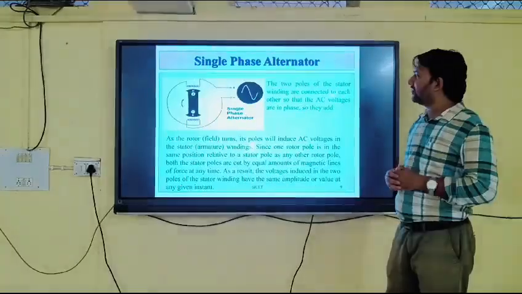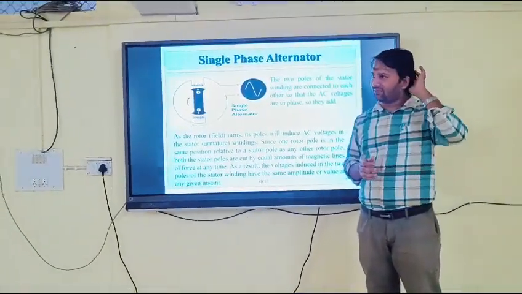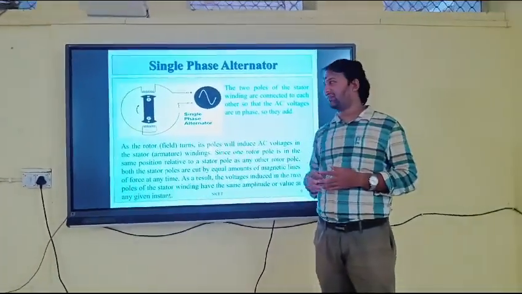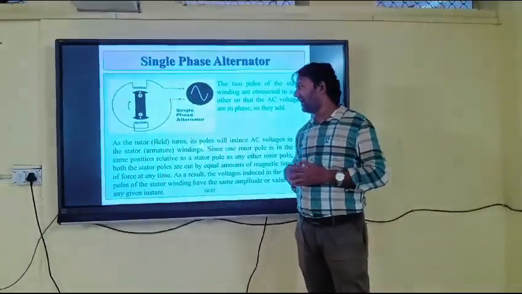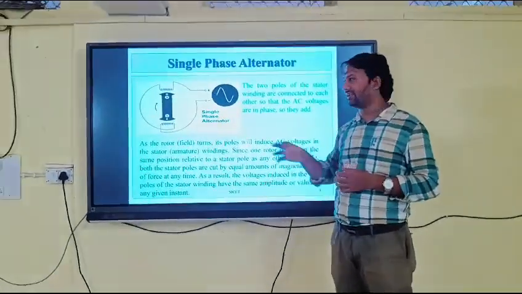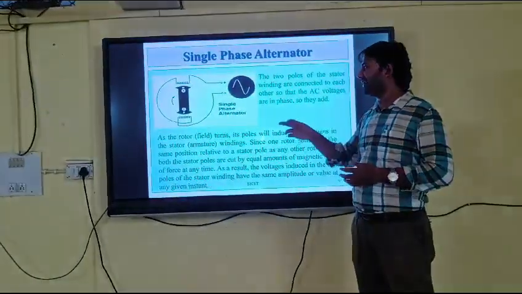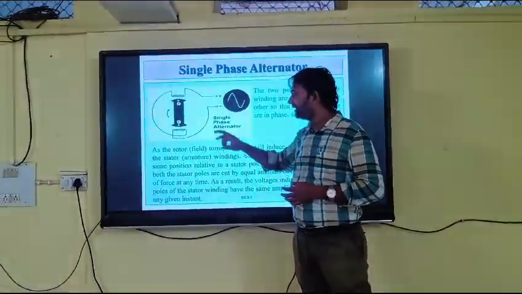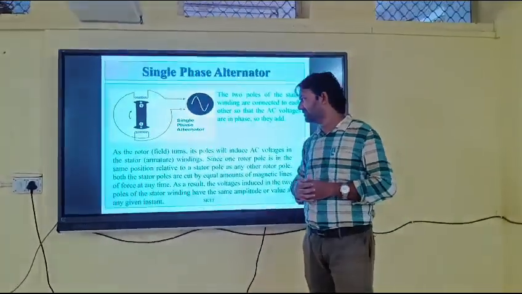A single phase alternator is totally different from a 3-phase alternator, because in a 3-phase alternator there are 3 phases R, Y, B, but in a single phase alternator there is only one phase, positive and negative, and the output is totally different from the 3-phase alternator. Here we can see that the rotor consists of field winding and the stator consists of the armature winding, which can be seen from the diagram.